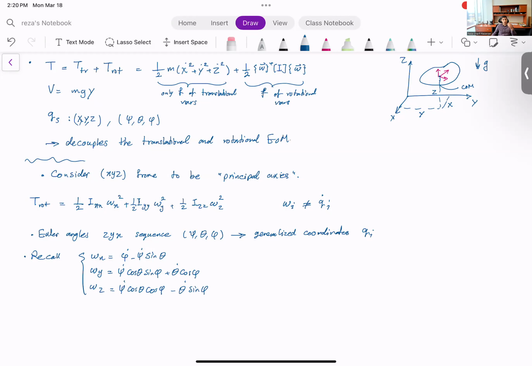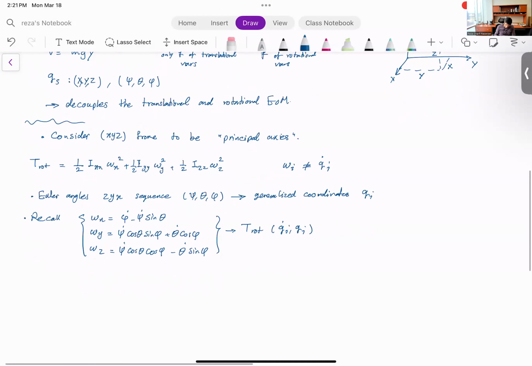So we had seen these before, and for different Euler sequences, I don't know, z, y, z, these relationships would be different, but you can always find them. And now if I plug these omegas into the definition of my T, I can write my T rotational as a function of psi dot, well, essentially as a function of my q dot i and q i. I can write it this way and use that in the Euler equation.